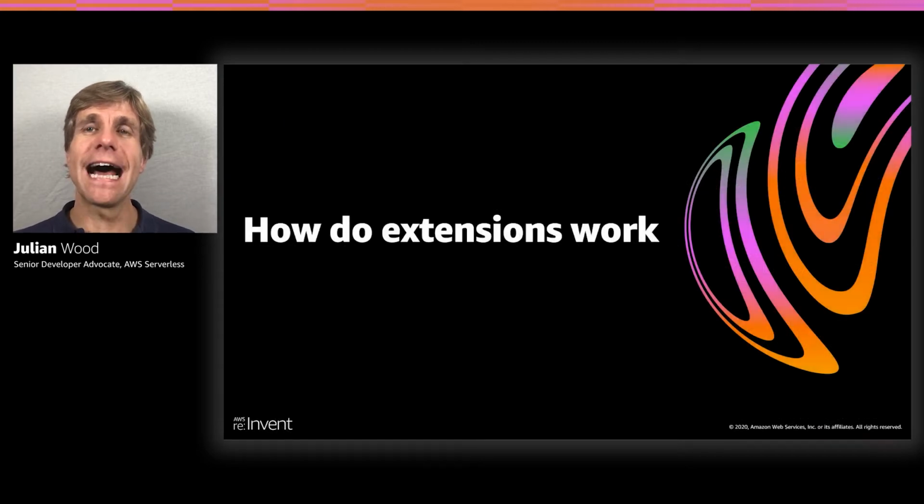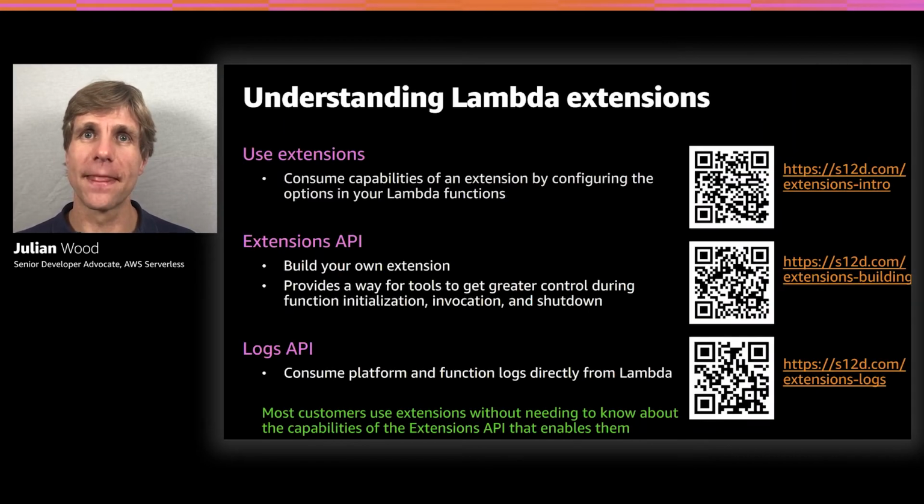So let's have a look at how extensions work. There are three basic components of extensions. There are the extensions themselves and how you can add an extension into your environment by configuring the options in your functions. You can build your own extensions using the Extensions API to hook into the Lambda lifecycle. And extensions can use the new Logs API to get log data directly from the Lambda service. There's a lot more information about extensions available, so use the links and the QR codes to read all about it.